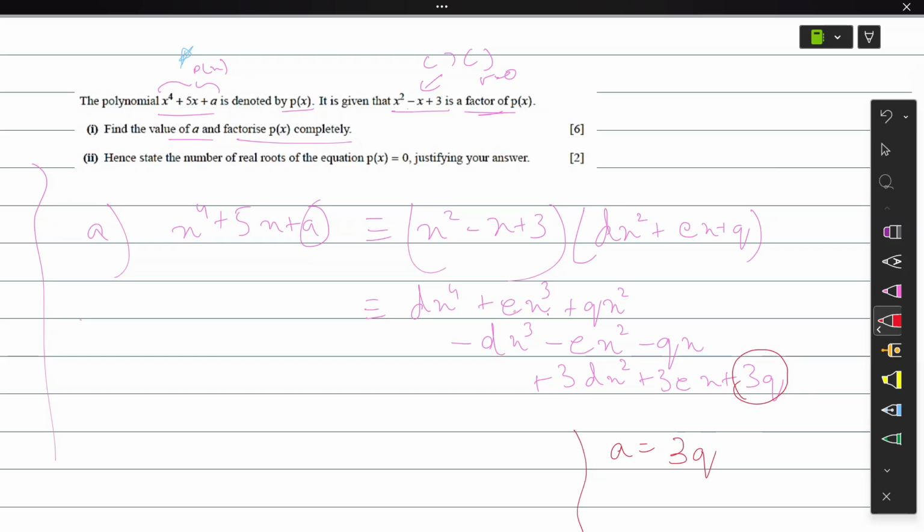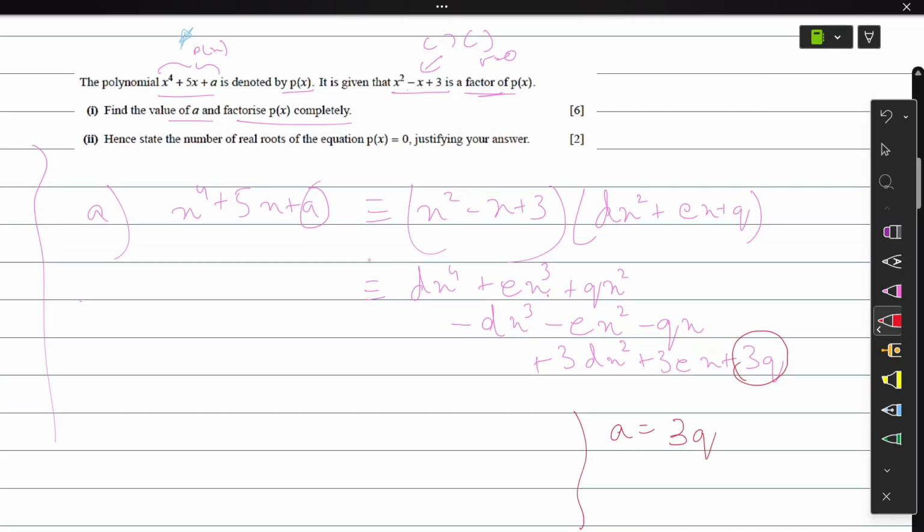Got it. Now let's compare the different coefficients. So x to the power 4 has the coefficient d. Nothing else would affect this value, so I can compare it directly to the coefficient in my actual equation, where the coefficient of x to the power 4 is 1. So I already know d is equal to 1. Directly we have that value.